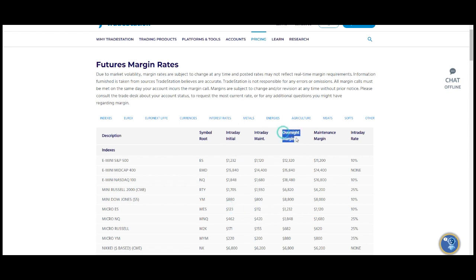The overnight margin, because I leave the trading program running 24/7, you need to maintain at least $1,232. That will be the minimum if we want to keep it running. That's the way I use it.